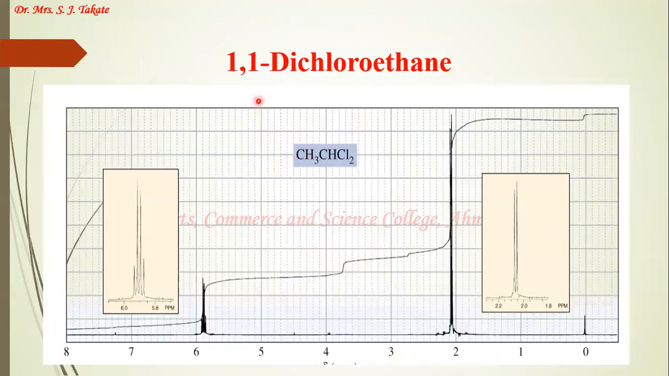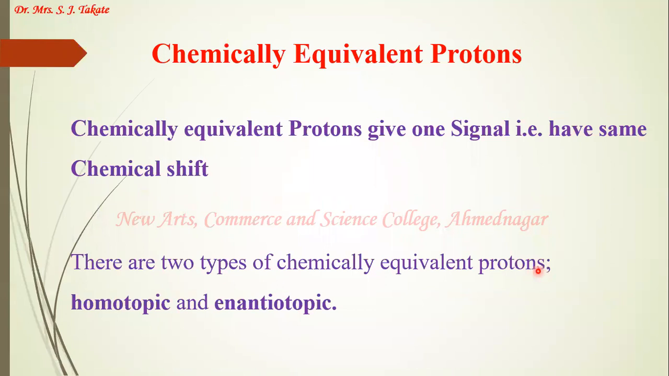Another example: the methyl protons are chemically as well as magnetically equivalent, while this methine proton is chemically different from these three methyl protons. As there are two different sets of protons, we get two signals. One is a quartet for the methine proton and a doublet for the methyl protons. Now, chemically equivalent protons give one signal, as we have seen, that is, they have the same chemical shift value.